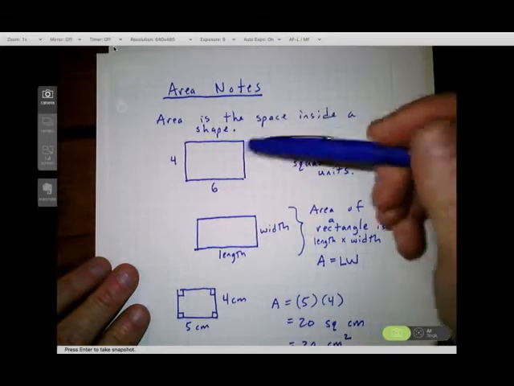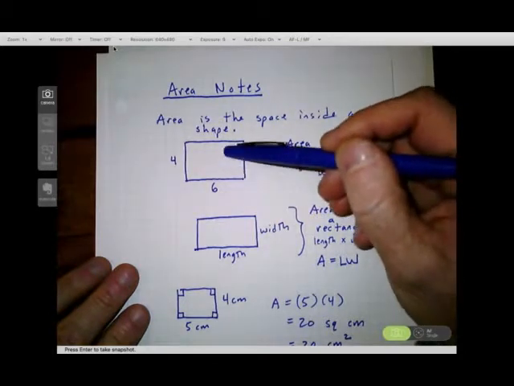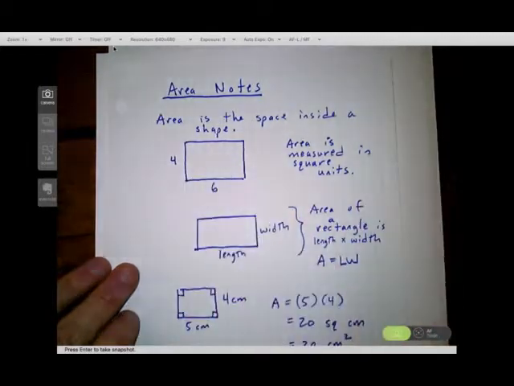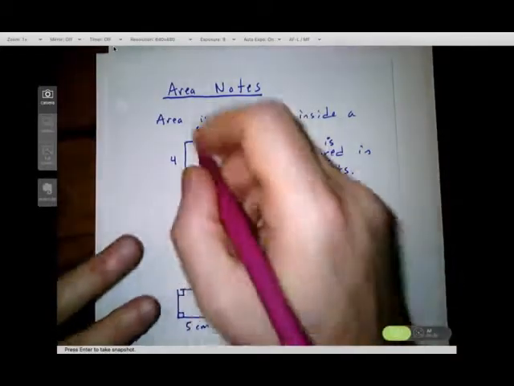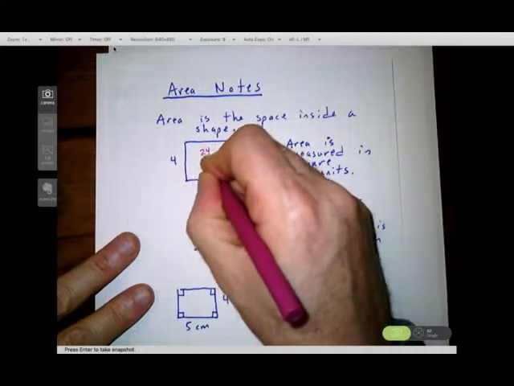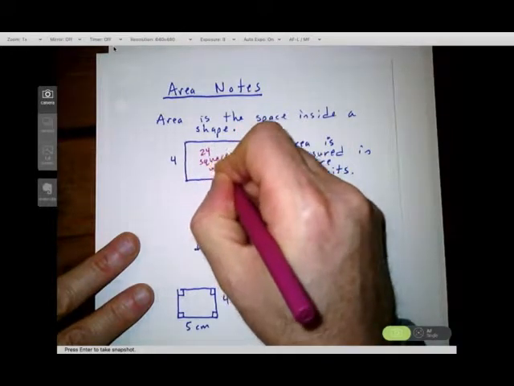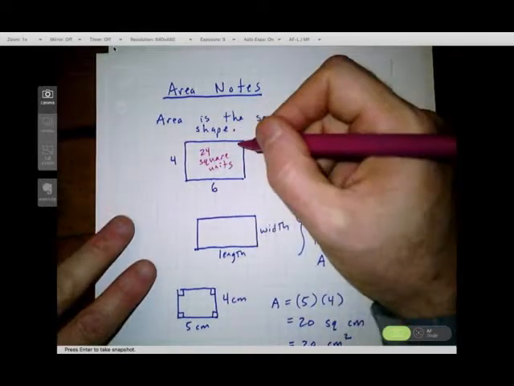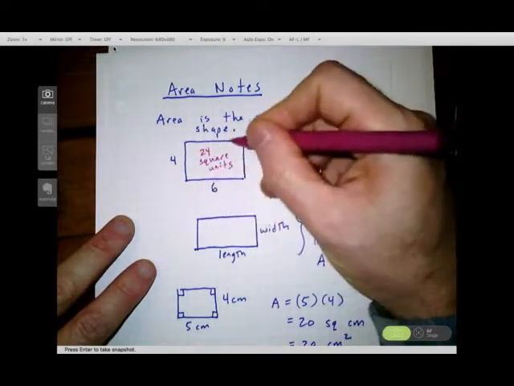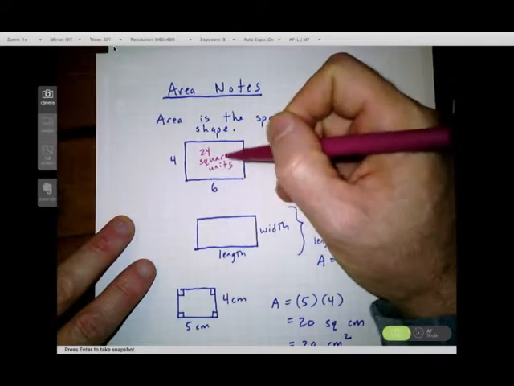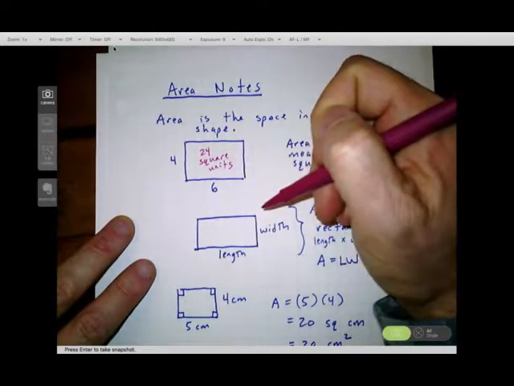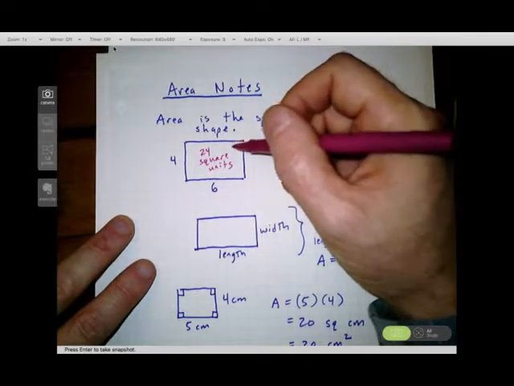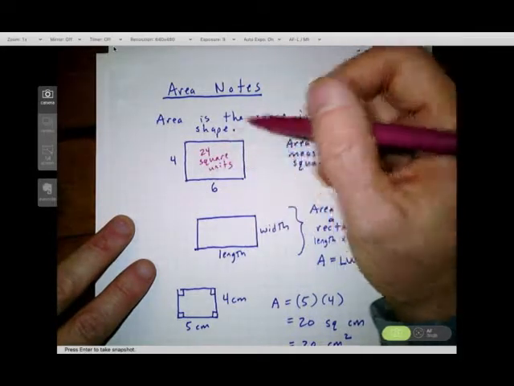Okay, so to find area, we want to know how many squares there are inside of a shape. Well, if you can see them and count them all, there's 24 square units inside that shape. Again, as many of you know, that's also 6 times 4. So area is the space inside of a shape, and we measure that by partitioning it off into squares and counting the squares.